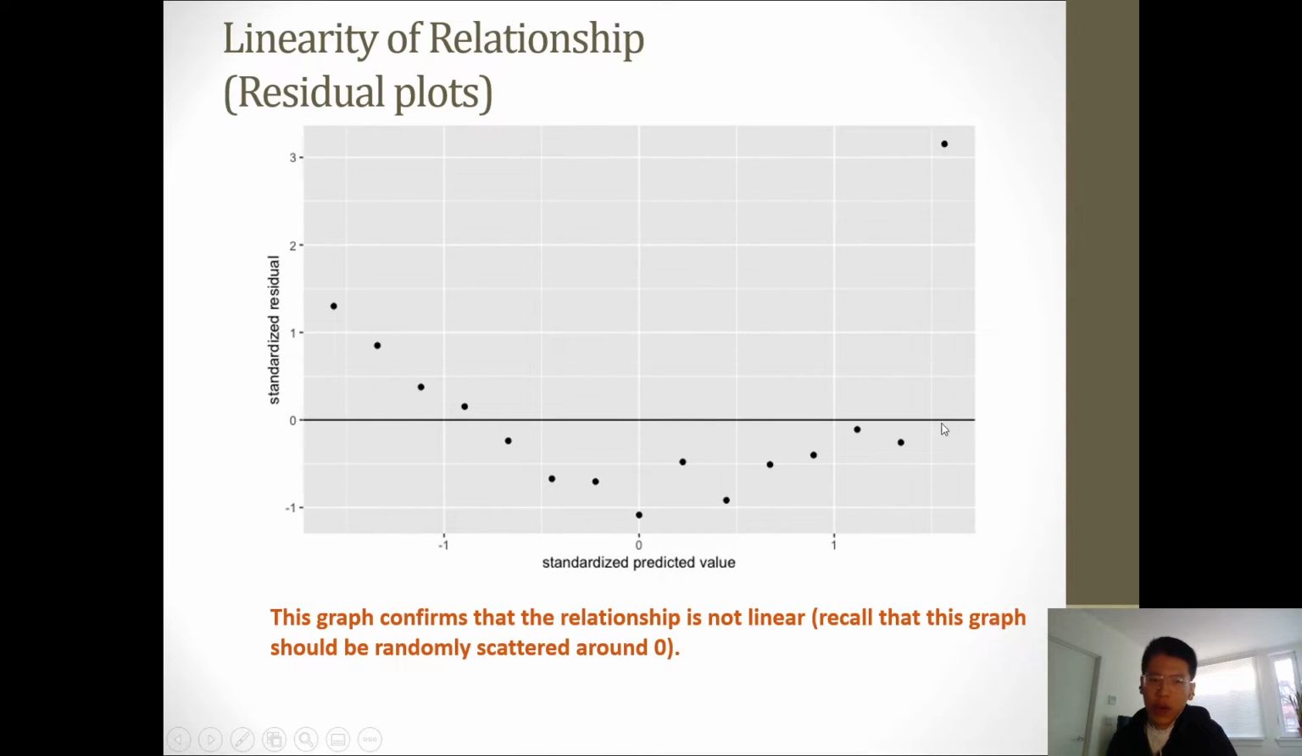So I put a reference line here. This is 0, and you can see there's an outlier here. Based on the residual plot, the residuals should be randomly scattered around this reference line, right? So in this case, we do not have a linear relationship between the predictor and the outcome. So this is problematic.